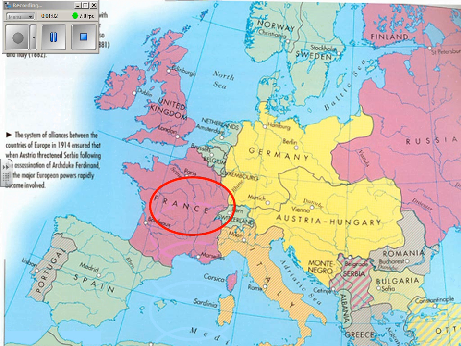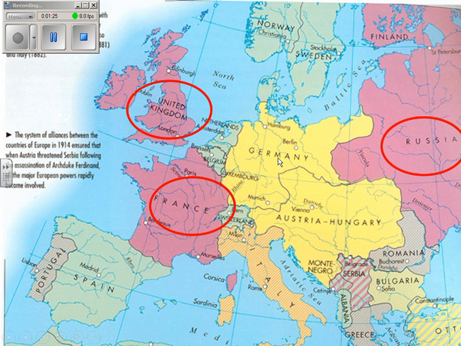So France, we'll go back to our map, makes an alliance with Russia. And the idea is that Russia and France are now on either side of Germany. So if Germany ever attacks France, Germany will have to fight a two-front war. Additionally, France makes an alliance with the United Kingdom. So now you have the Triple Entente, the United Kingdom, France, and Russia, and the Triple Alliance, Germany, Austria-Hungary, and Italy.